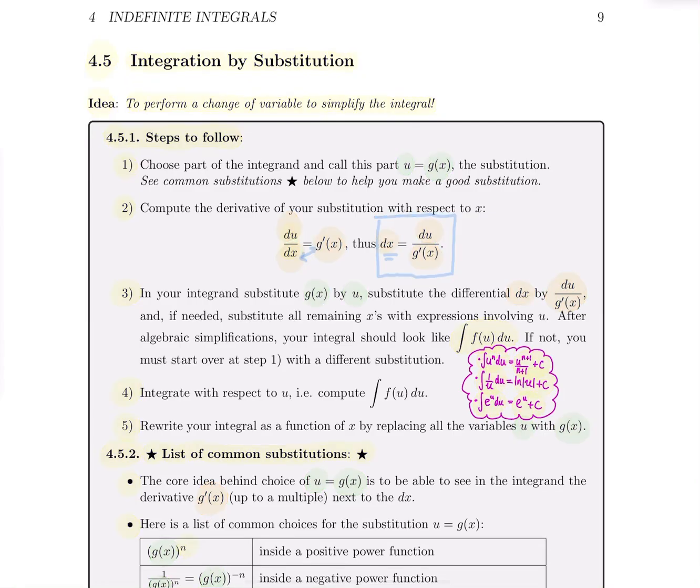Hello, everyone, and welcome to the first technique of integration by substitution. Remember, the goal is to find that family of antiderivatives for a specific function.